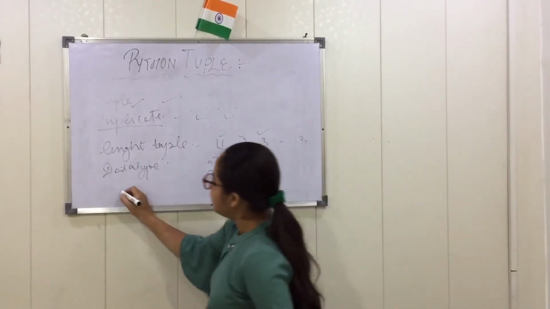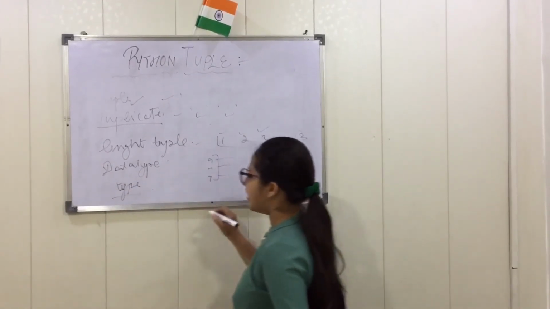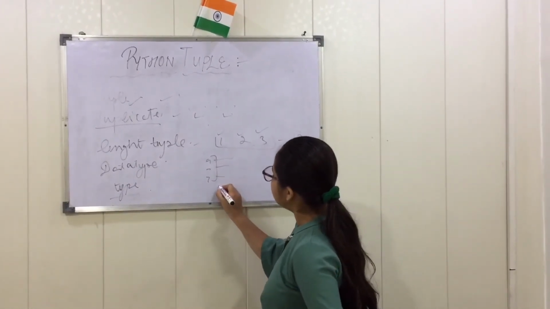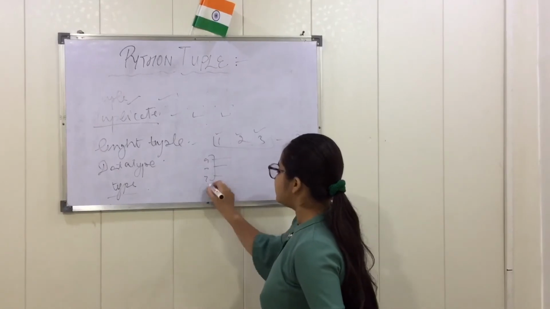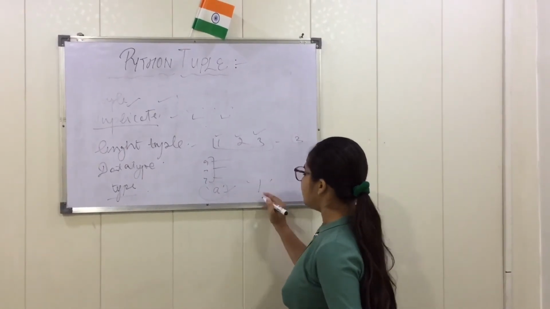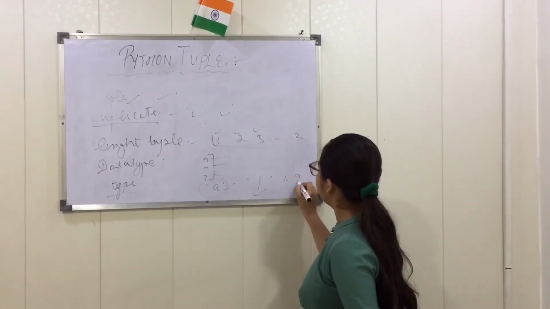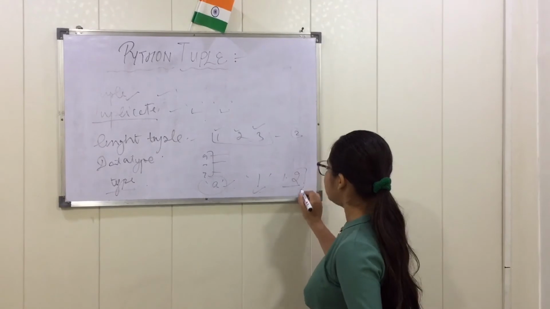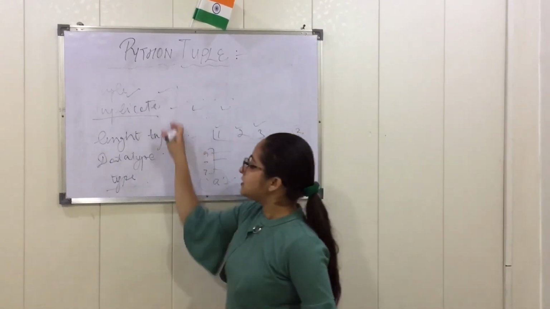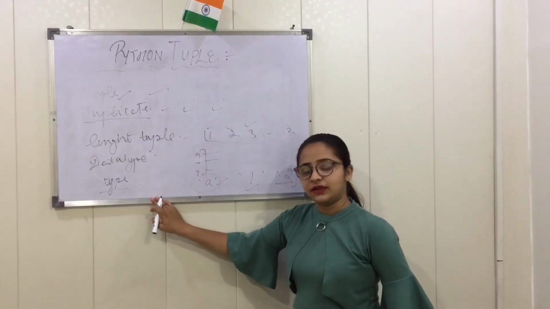The next one could be the type. Type refers to this: if I am taking the value A, then this type is string. If I am taking the value 1, this is a number, that is an integer. If I am taking 1.2, this is known as a float. So in these multiple ways we can use tuples in the Python programming language.